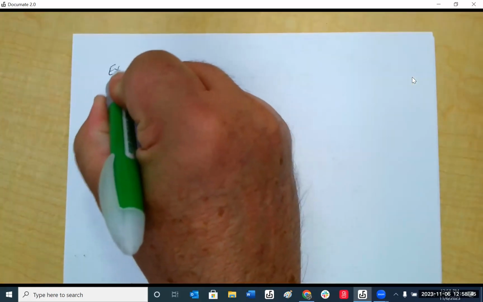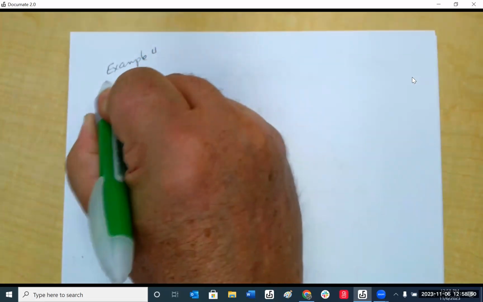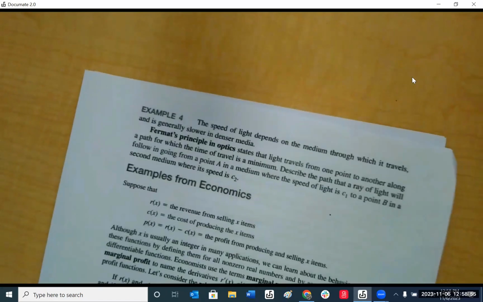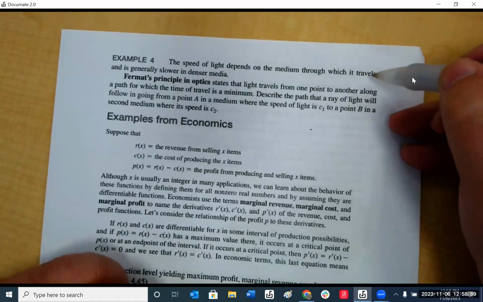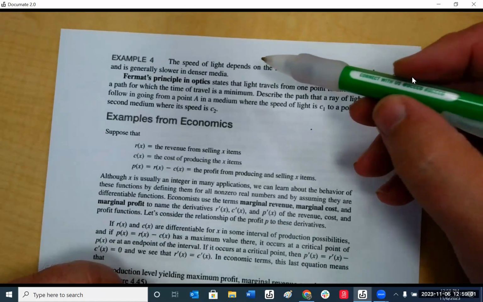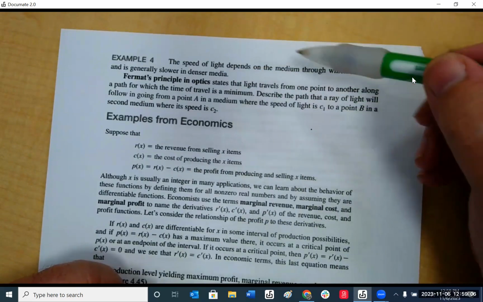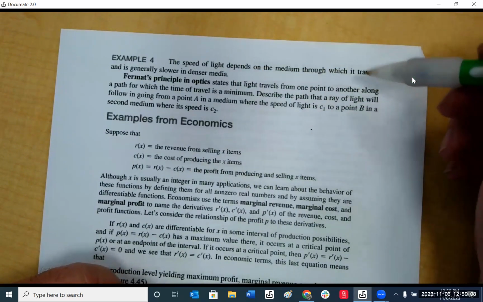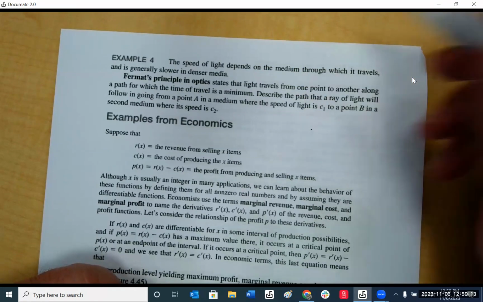All right, let's look at example 4. This will be the last one because it's getting late. Here's a physics one. The speed of light depends on the medium through which it travels and is generally slower in denser media. Fermat's principle in optics states that light travels from one point to another along a path for which the time of travel is minimum. So we're looking for a minimum.